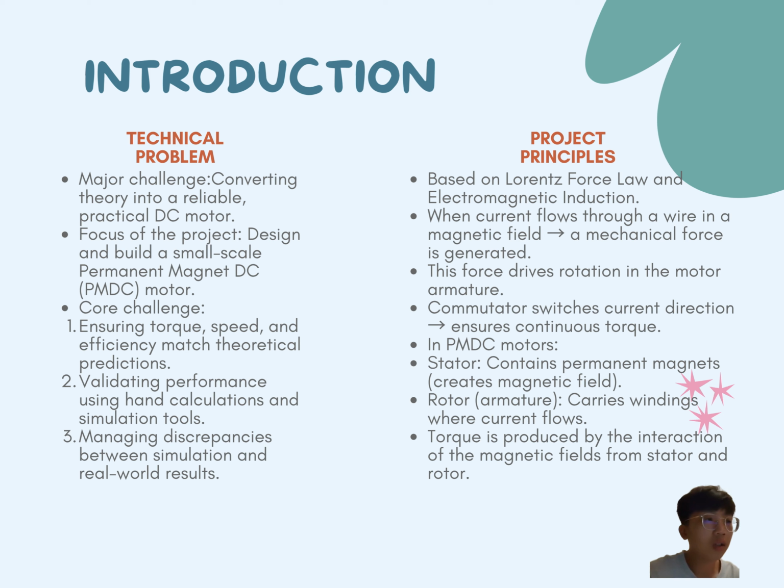Other than that, the discrepancies between simulation and the experimental outcome also need to be identified, analyzed, and minimized through careful construction, practice, and iterative optimization. And then the project principle is that a DC motor turns electricity into a spinning motion using the magnet and the electricity.